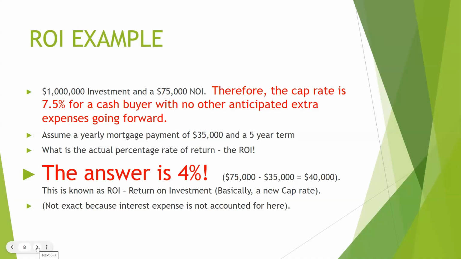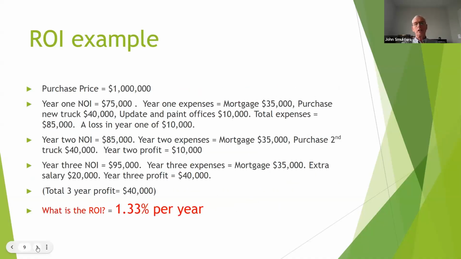It's a good point. So let's dig into this a little bit more about the ROI. The purchase price was $1 million. The year one NOI is $75,000. And as I said in the previous slide, your mortgage is $35,000. But now the buyer knows that they need a new truck, and he's also going to update and paint offices. So in year one, your total expenses are 85,000, your NOI is 75,000. You have a loss in year one of 10,000. That doesn't sound very good.